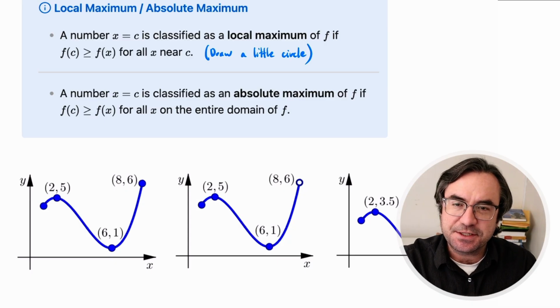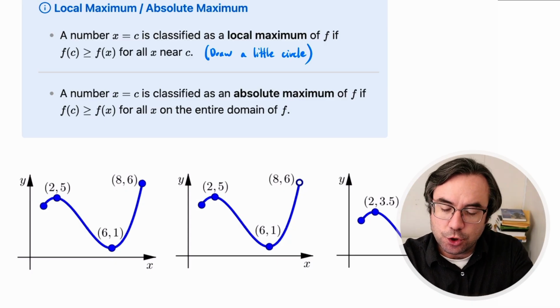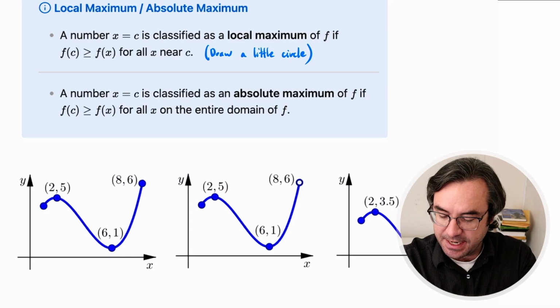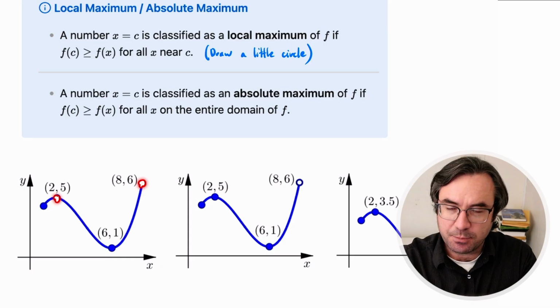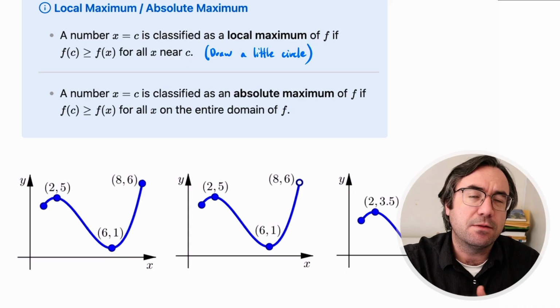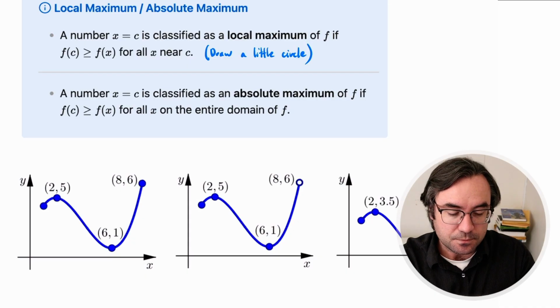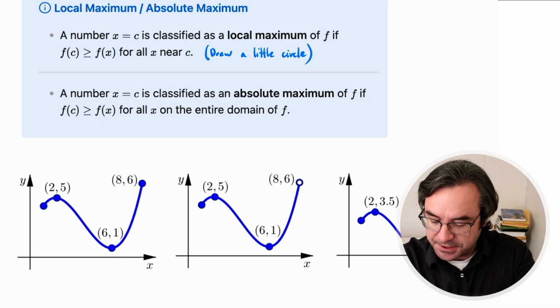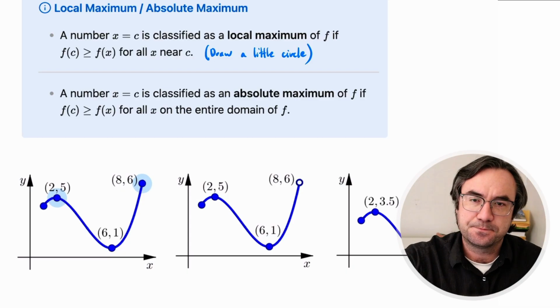When we look at this, we see two high points on this graph. I would say this point right here and this point right here. Those are the two maximums. Now, why are they local maximums? Well, let's imagine drawing a little circle around each of those points. So let's put a little circle here and a little circle here.